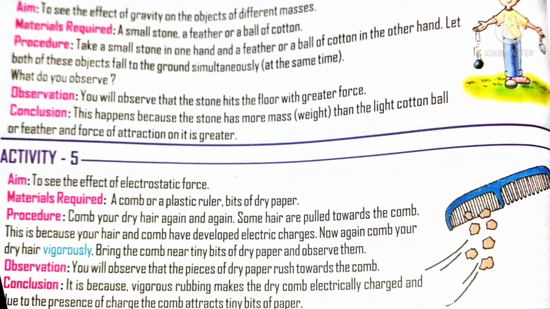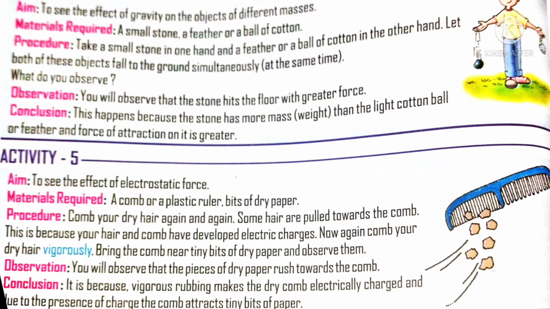Now let's move on to activity 5, to see the effect of electrostatic force. The materials required are a comb and bits of paper. I told you when you rub two objects, there exists electrostatic force because they attain different charges. Now you are going to comb your hair. What will happen? Both the comb and hair get charged because of rubbing. That is what you feel, that your hair is pulled towards the comb.